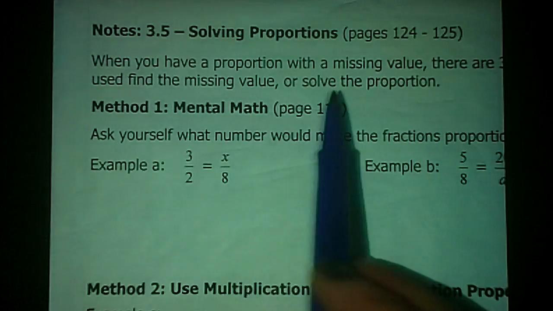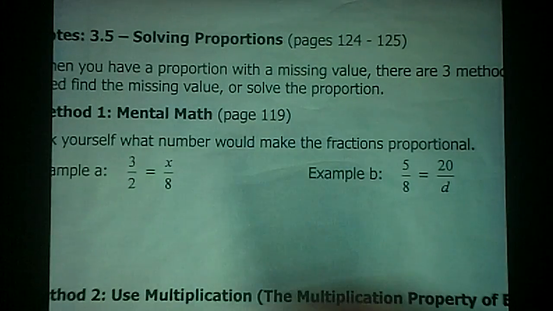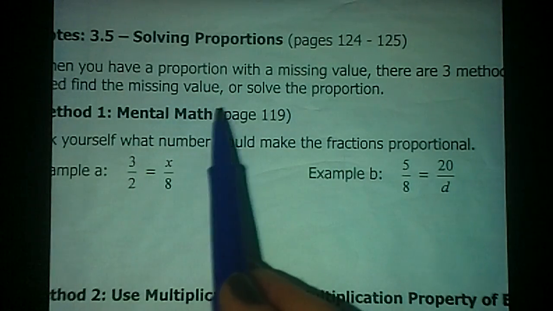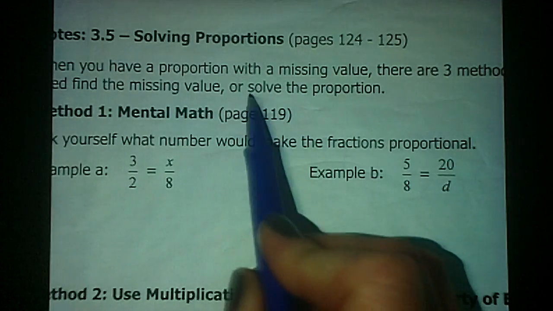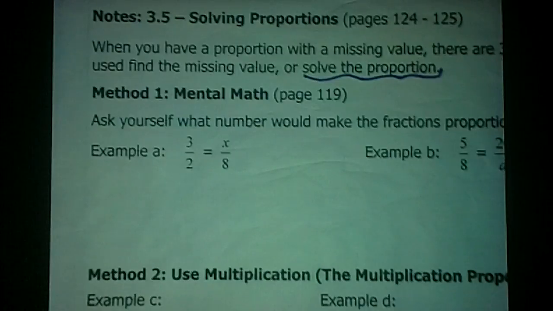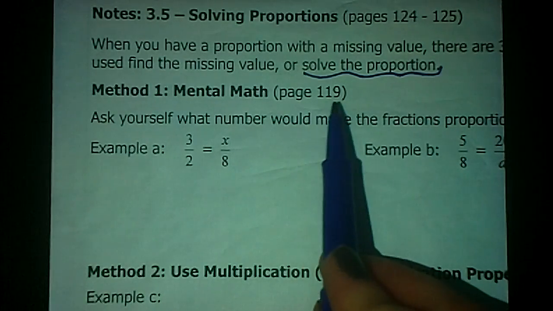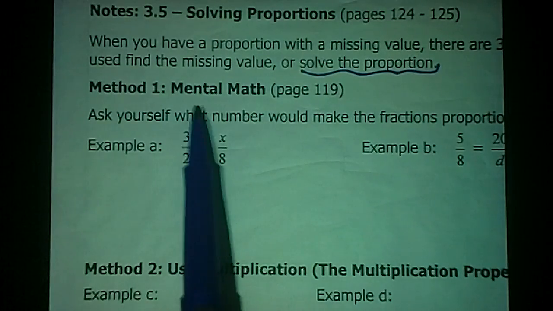When you have a proportion with a missing value, there are 3 methods that can be used to find the missing value, or in this case what that's called is we're solving the proportion. The first way we can use, and if you need to see a colored version of this example, page 119 in your book. This one's called mental math.